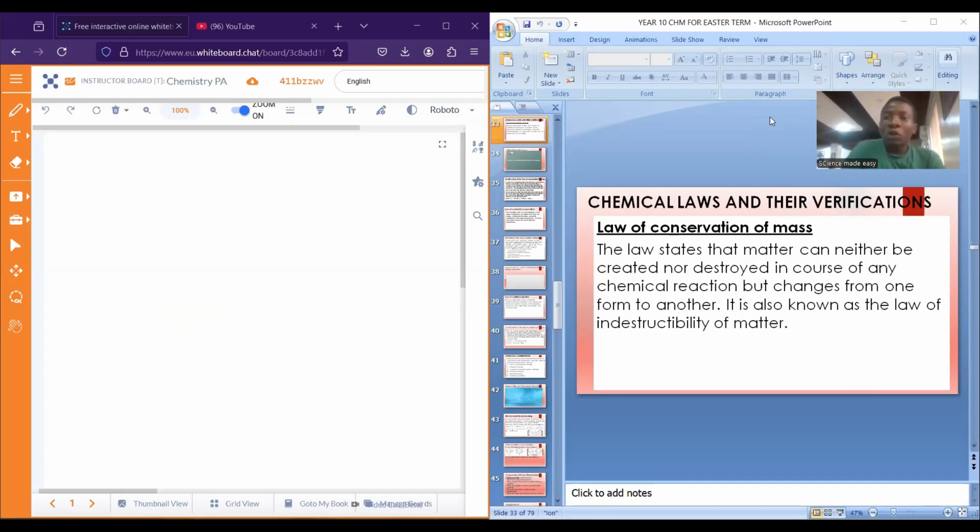So we will continue our JAMB syllabus today, and the next topic that we'll be talking about in our JAMB syllabus is chemical combinations.